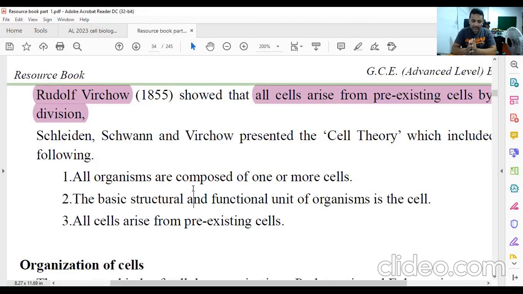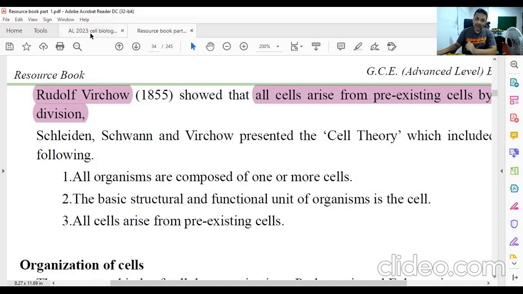Cell theory is a collective effort of Matthias Schleiden, Theodor Schwann, and Rudolf Virchow. All 3 together presented us the cell theory. If required, we can split the second point into 2: the basic structural unit of organisms is the cell, and the basic functional unit of organisms is the cell. If required, we can break it and make it 4 points.